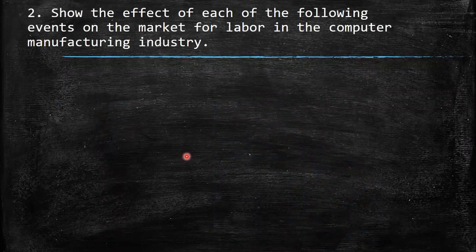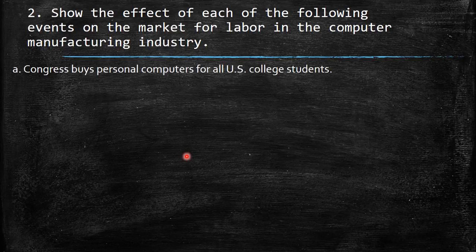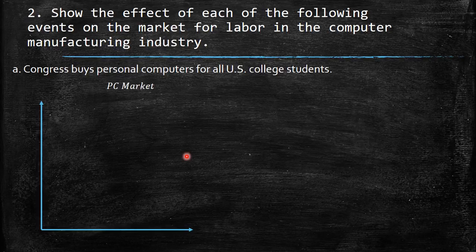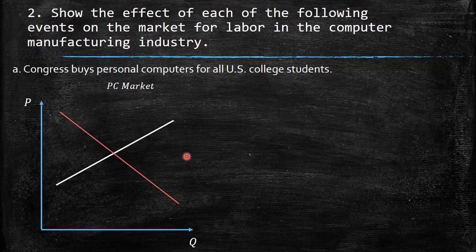Then show the effect of each of the following events on the market for labor in the computer manufacturing industry. Congress buys personal computers for all US college students. Okay, then here we have the PC market. Here we have the price and Q, the quantities of the personal computers, and here we have the demand and supply as usual.